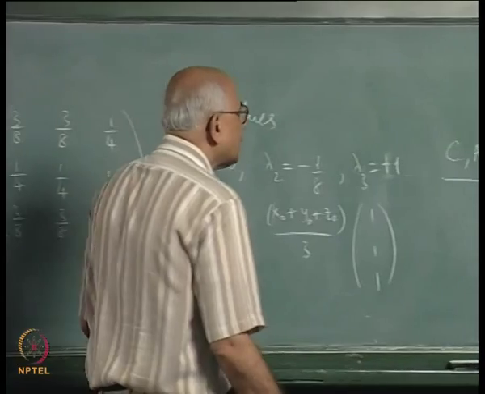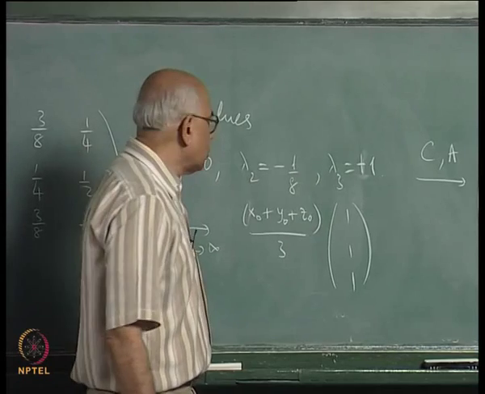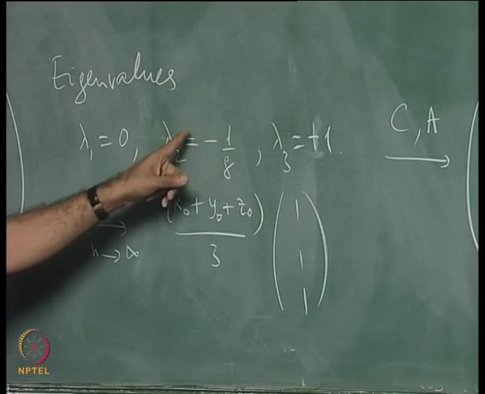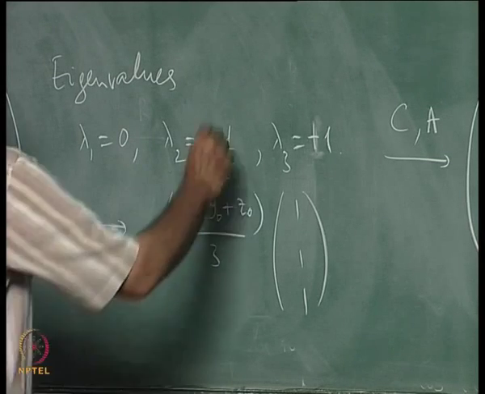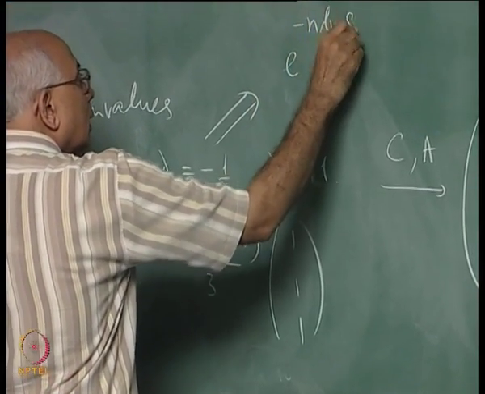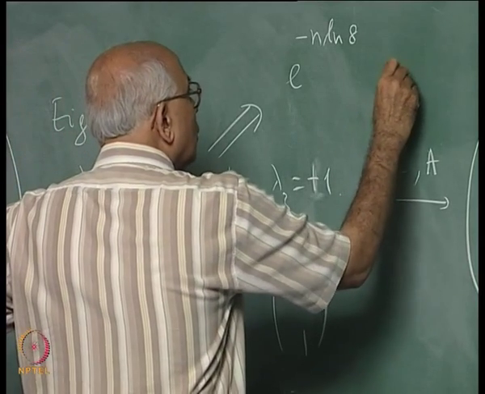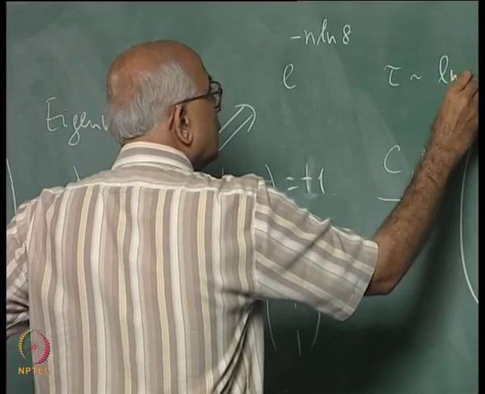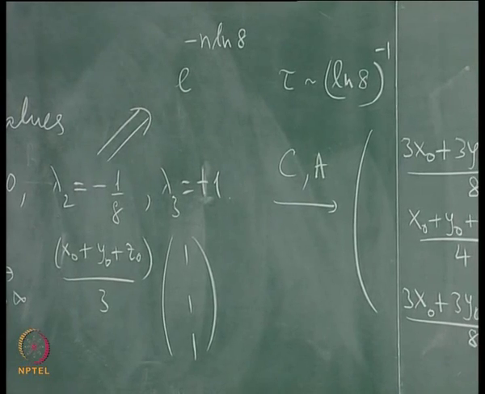And the question is what is the time scale, how does it do so, what is the characteristic time. So, you have an exponential here. If you raise lambda 2 to the power n, you have 1/8 to the power n, which could be written as e to the minus n log 8. So, this would imply that there is a term of the form e to the minus n log 8 here. So, a characteristic time tau would be like log 8 inverse. That is the interesting part.